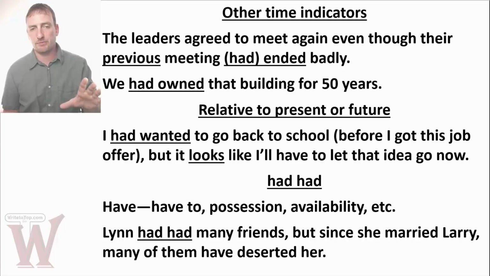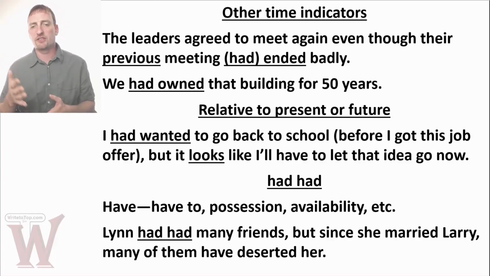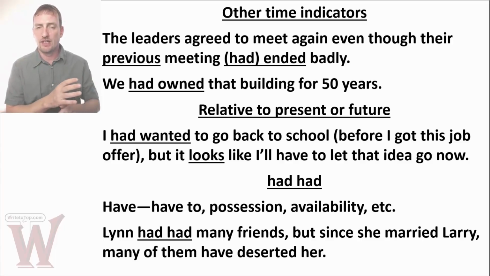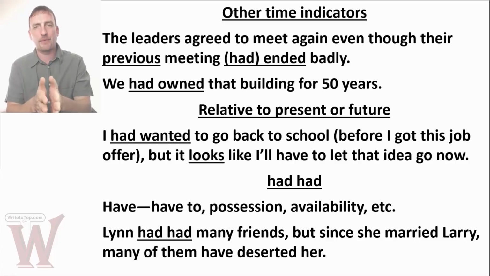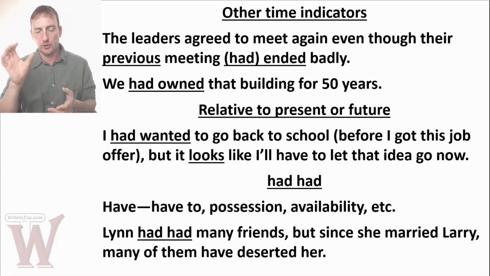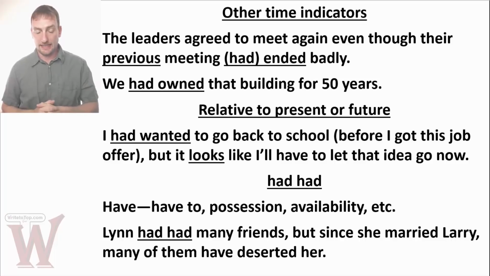So here I'm using the past perfect with a simple present. What is understood? I had wanted to go back to school before I got this job offer, but it looks like I'll have to let that idea go now. That idea means going back to school. This is what I had thought until something happened to make me change my mind. Okay, so that's the key here. You changed your mind based on something that has recently happened. That's obvious or doesn't need to be mentioned. And then you go on with a present situation or future situation, etc.